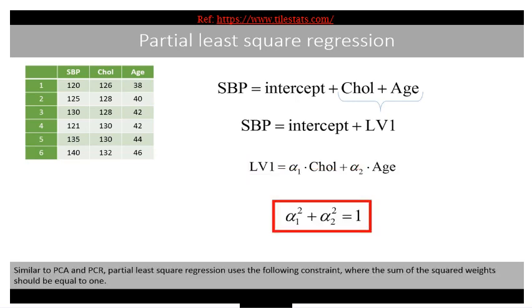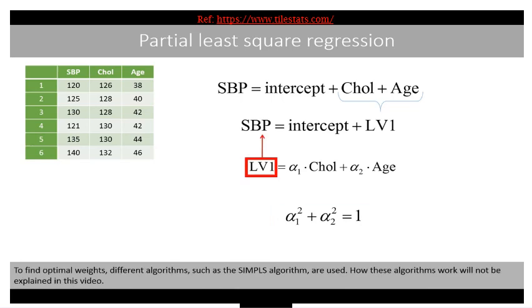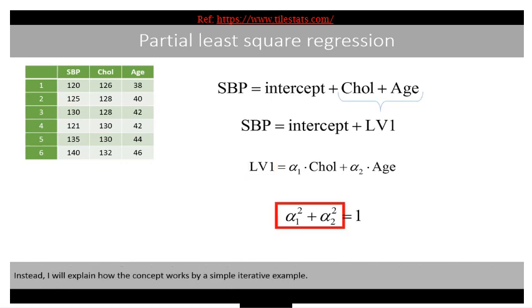Similar to principal component analysis and principal component regression, partial least square regression uses the following constraint, where the sum of the squared weights should be equal to 1. To find optimal weights, different methods such as the SIMPLS algorithm are used. How these algorithms work will not be explained in this video. Instead, I will explain how the concept works by a simple iterative example.